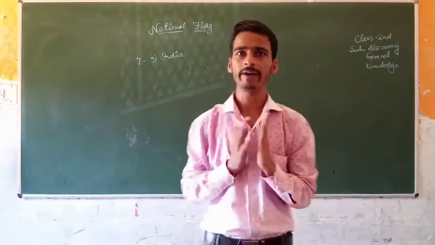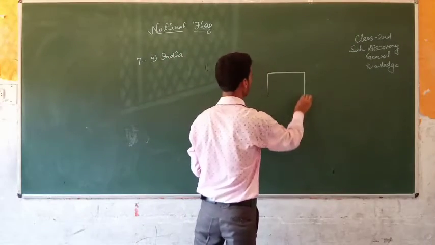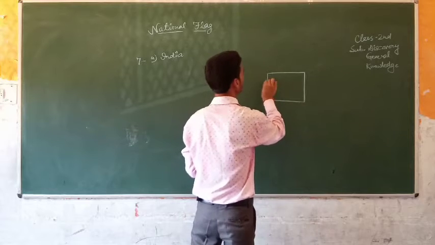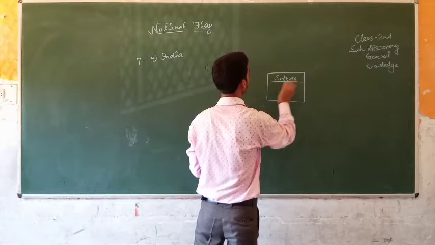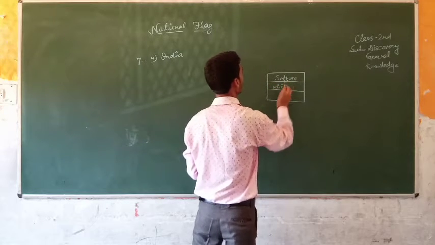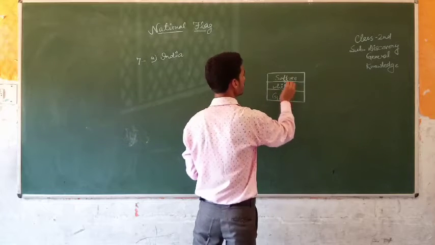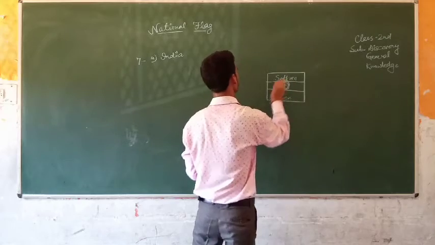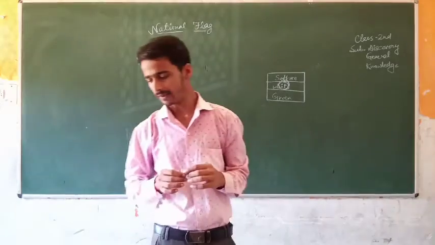Our national flag looks like this: on top there is saffron, second there is white, and then there is green. In between there is a chakra, and that color is navy blue.